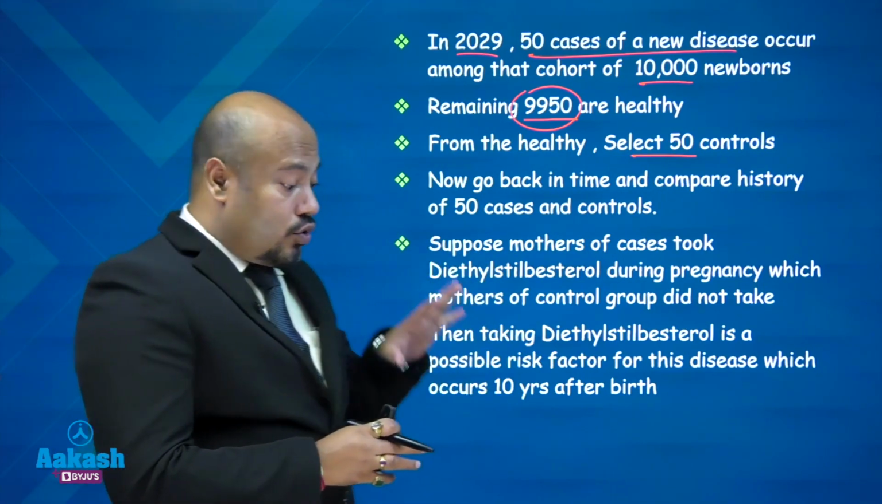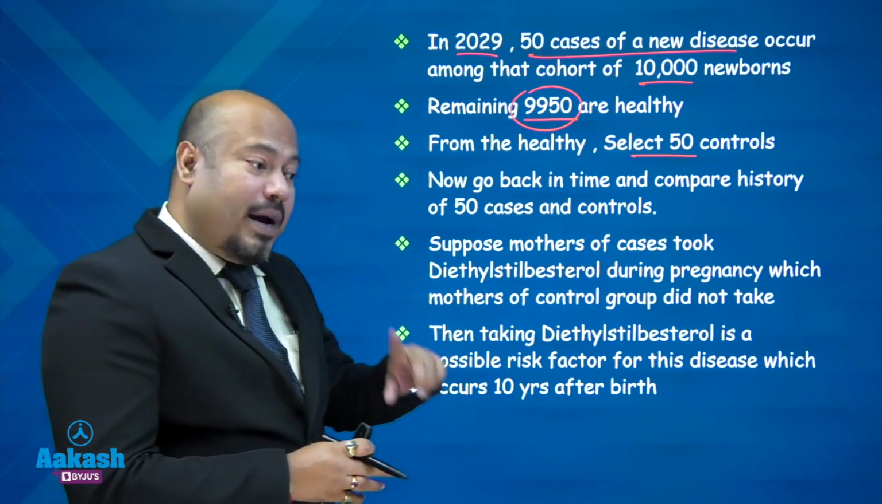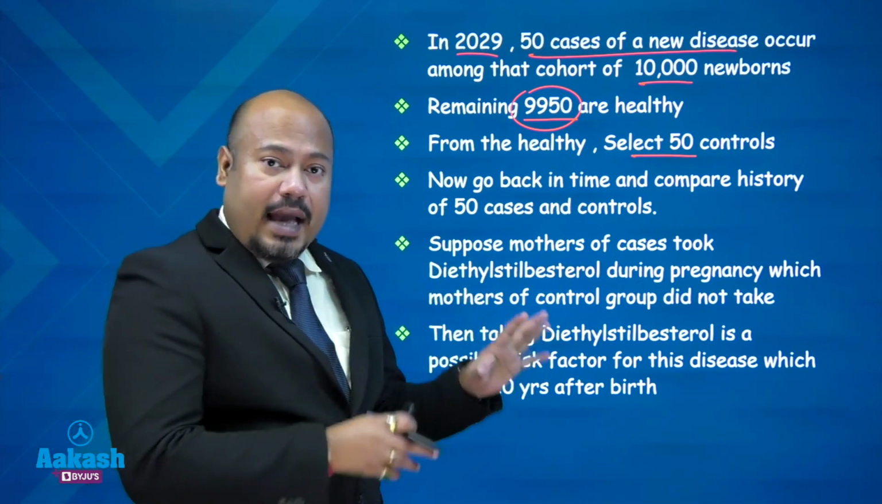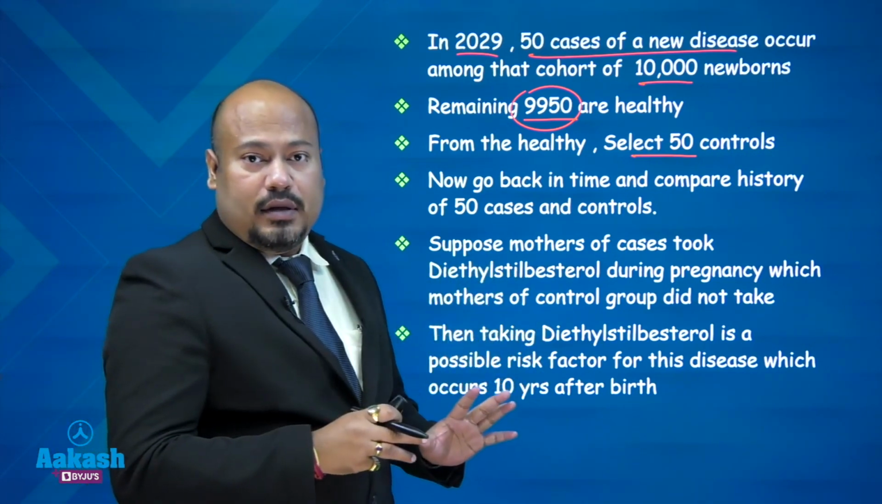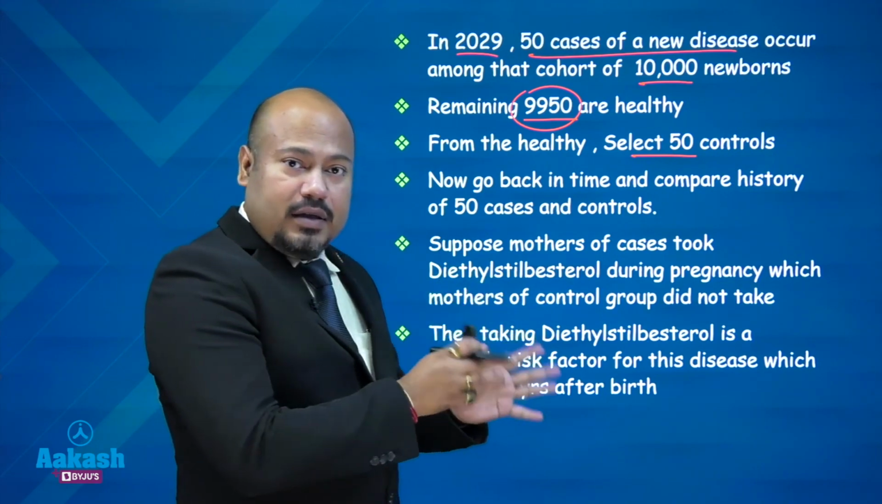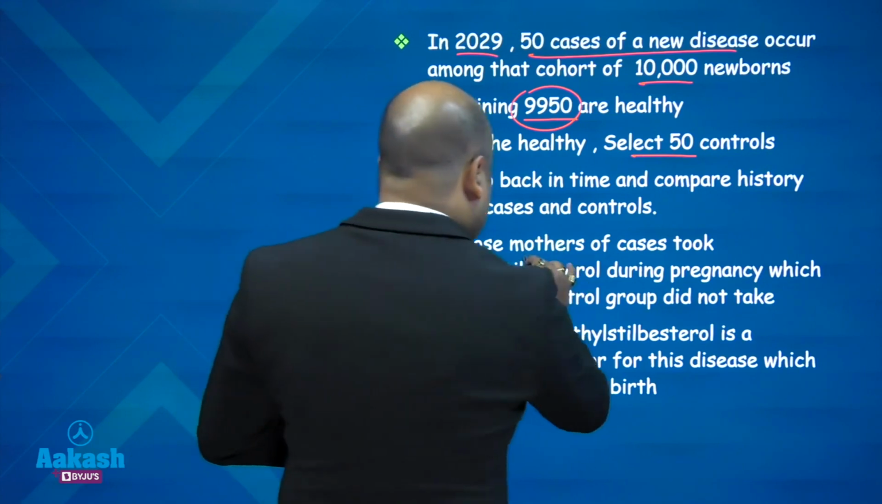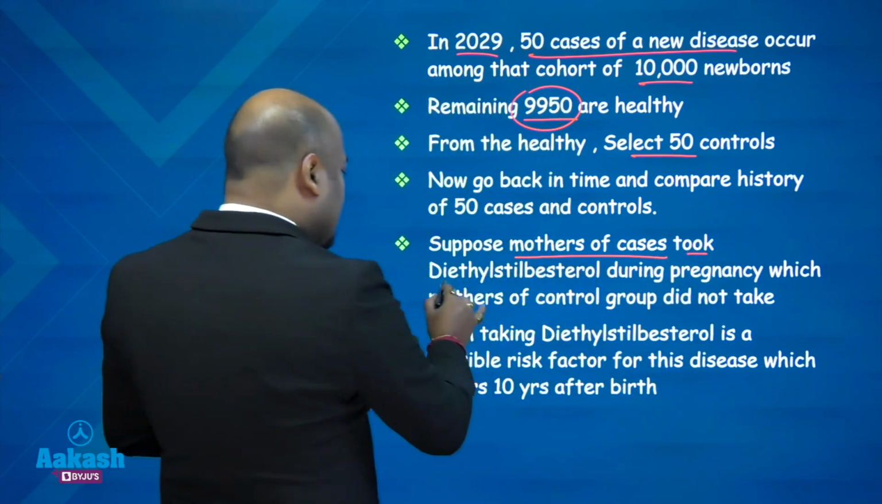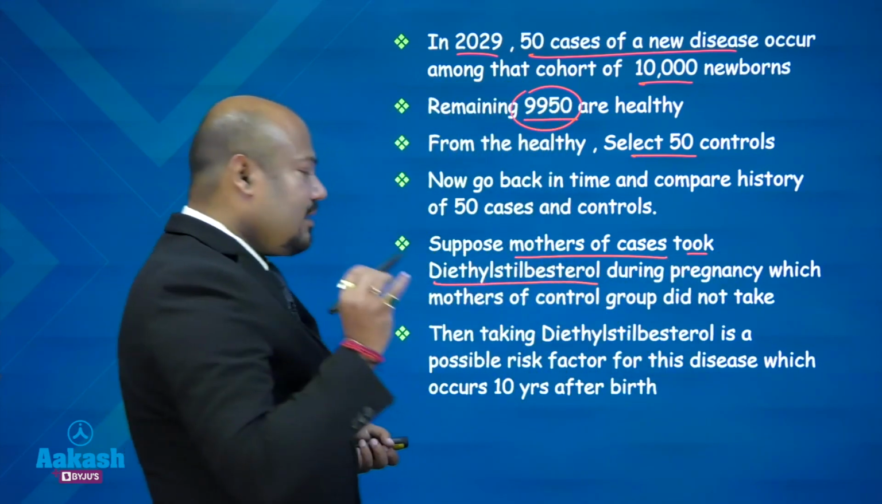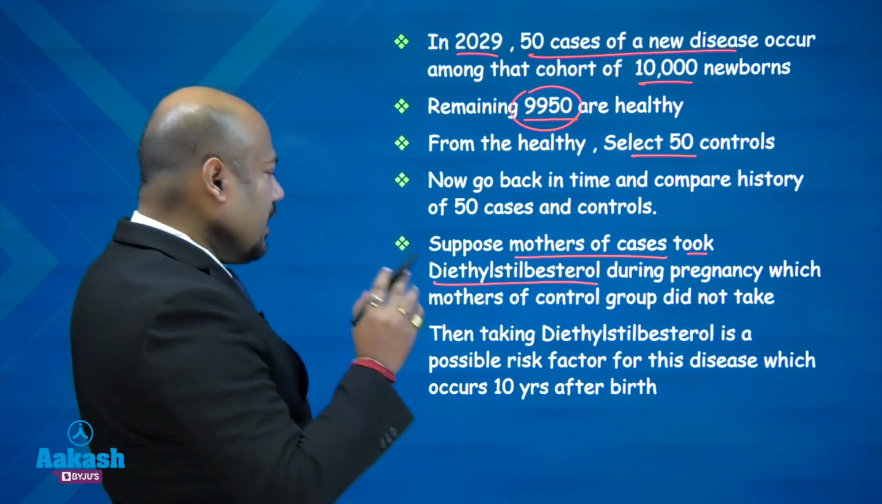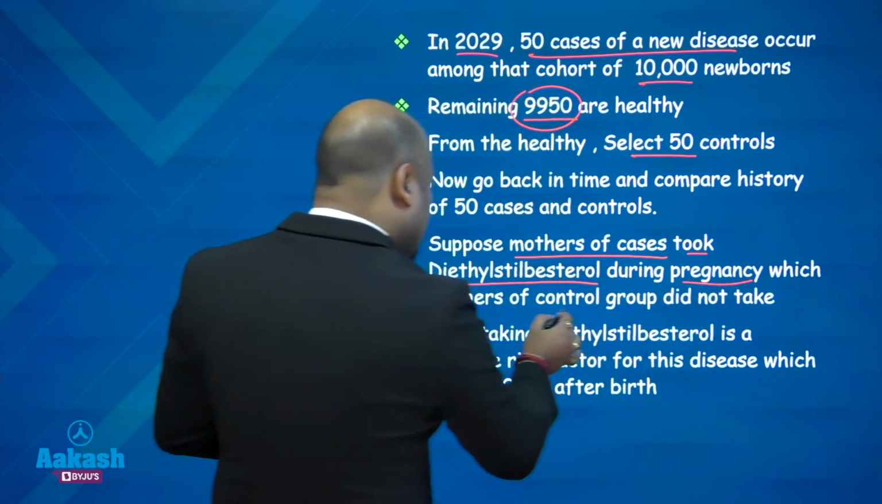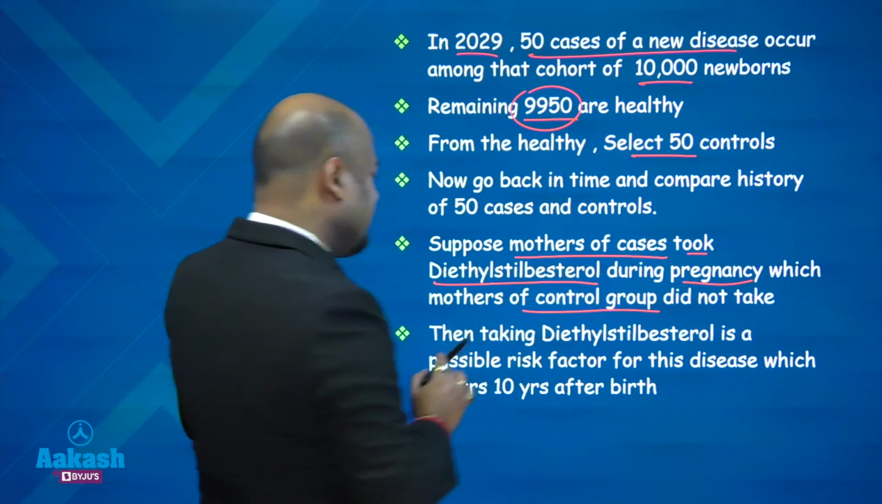Okay. So now what you do is that you go back to that hospital record or data and check the history of their mother. The mother of the 50 cases and mothers of the 50 non-cases. Okay. So suppose the mothers of the cases have taken this particular drug, diethylstilbestrol, during pregnancy, which the mothers of the control group did not take.